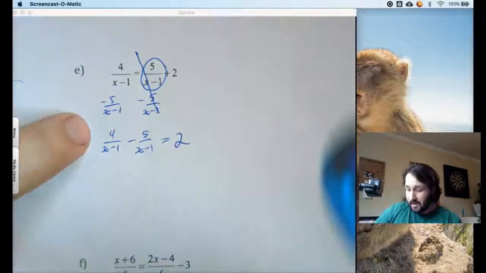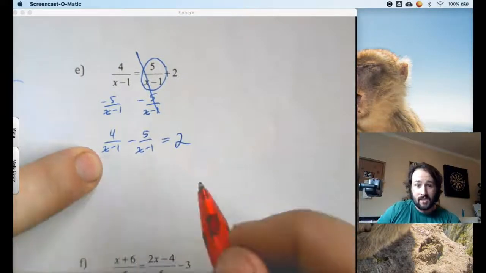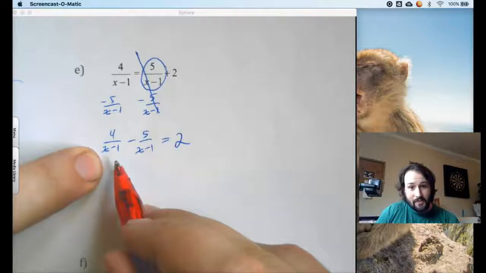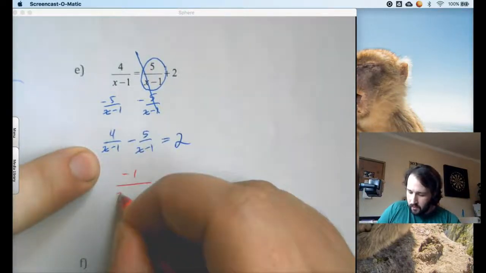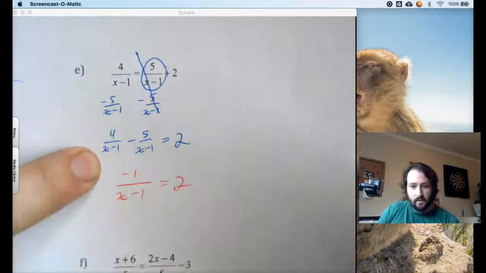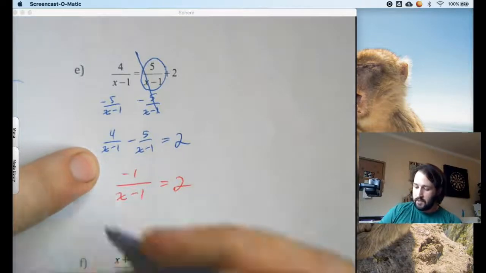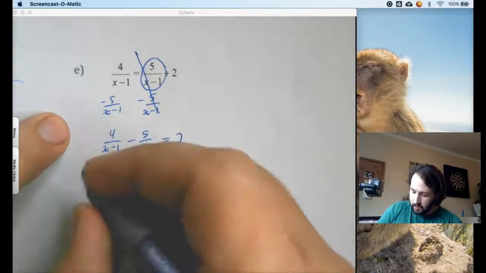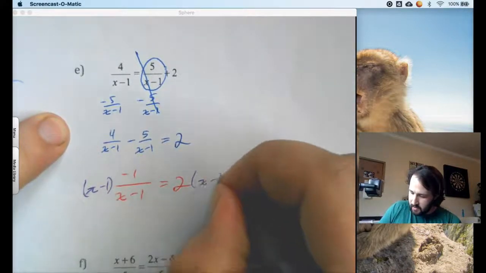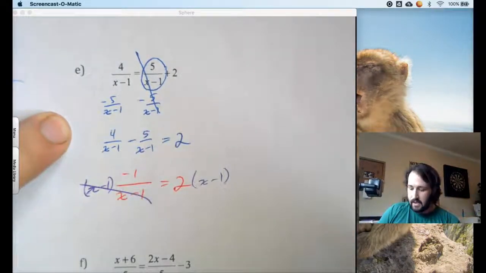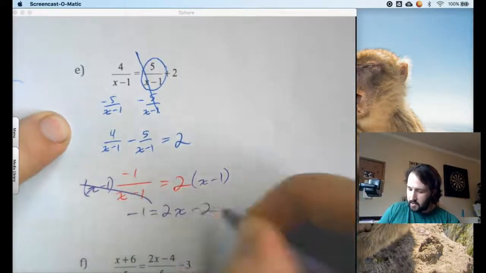Now the cool thing about that is that these both have the same denominator already. So since they have the same denominator, like we did a few videos back, 4 minus 5 is negative 1 over, keep the same denominator. And then it becomes much easier, because what I would do next is multiply by x minus 1 on both sides, right? So that divides, and I'm left with negative 1 equals 2x minus 2.